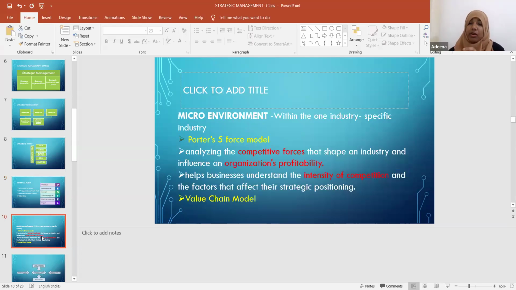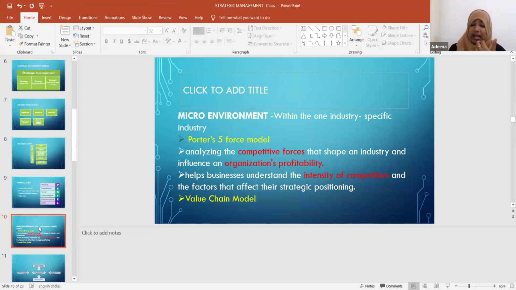Micro environmental factor audit could be done through Porter's 5 Forces model or the value chain model. The micro environmental audit could be done for industry-specific factors, and industry-specific audit could be done through Porter's 5 Forces model, which understands the competitive factors like rivalry among the existing organizations, their suppliers, their customers, threat from new entry, and threat from existing substitutes. And then for the organizational factor analysis, the organization could use the value chain model.